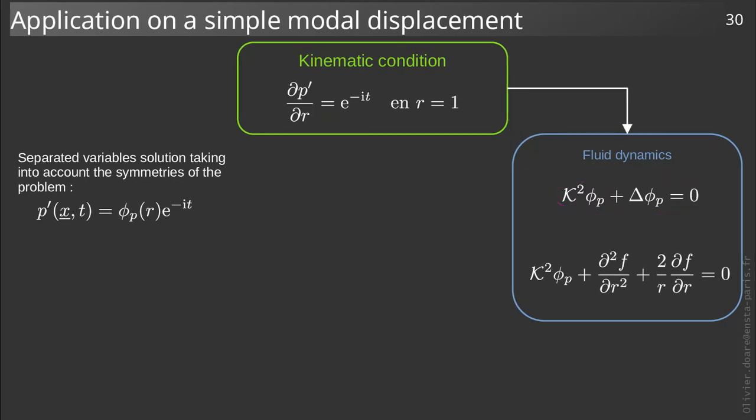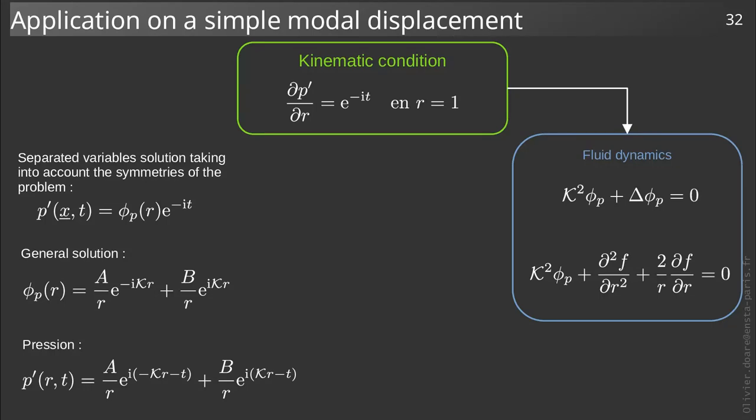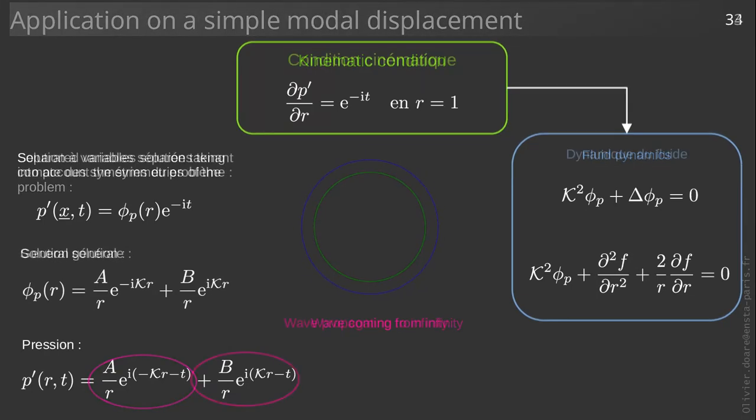Since phi p depends only on r, we find a simple differential equation whose general solution is the following. It is the sum of two functions of the form 1 over r times a complex exponential. The pressure then takes the form of a sum of two wave solutions whose amplitudes vary as 1 over r. The first wave, in view of the presence of minus kr minus t, is a wave propagating from infinity to the origin. In the problem that interests us now, it has no physical existence since there is no acoustic source other than the pulsating sphere.